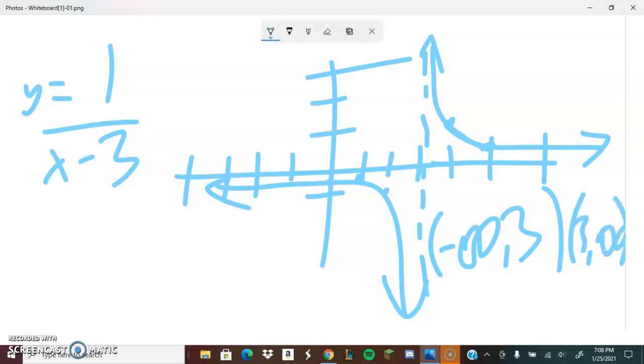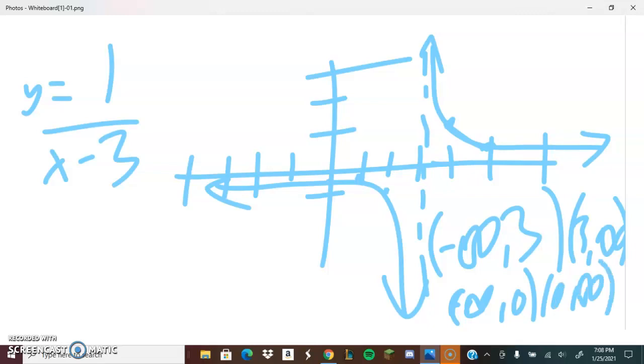And then our range would be our up and down section, which would be negative infinity to 0, and 0 to infinity, right? Because there's a horizontal asymptote at 0, the x-axis, and that's it.